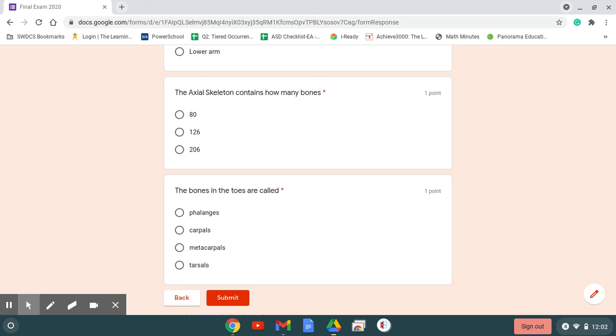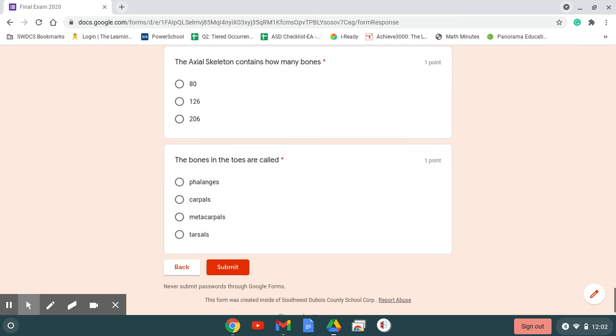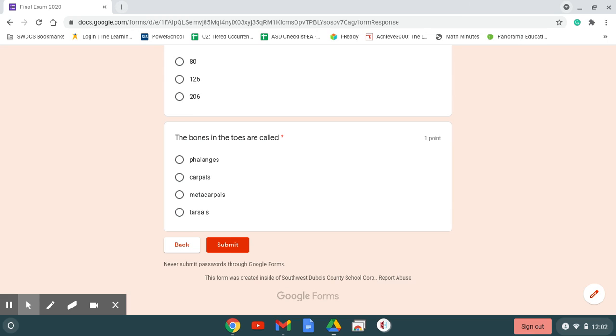The axial skeleton contains how many bones? 80, 126, 206. The bones in the toes are called phalanges, carpals, metacarpals, or tarsals.